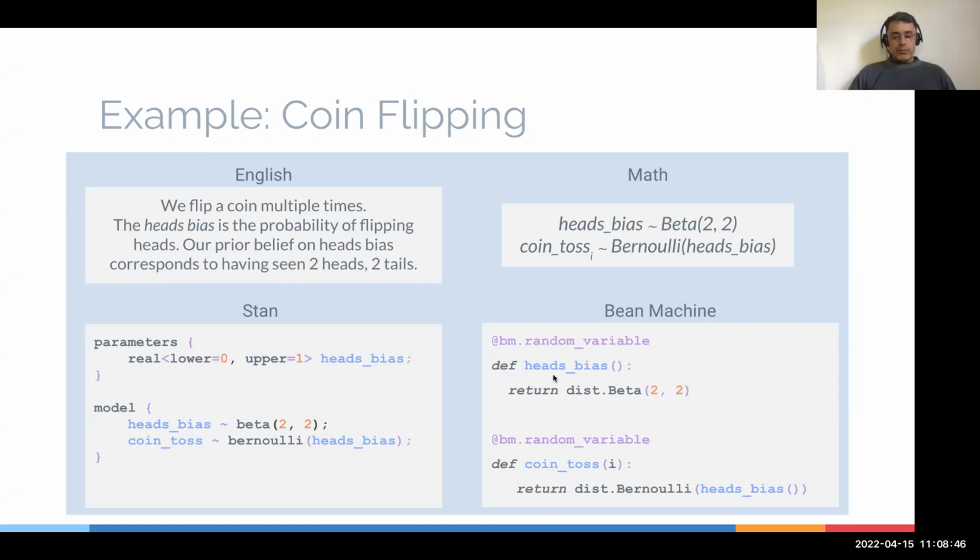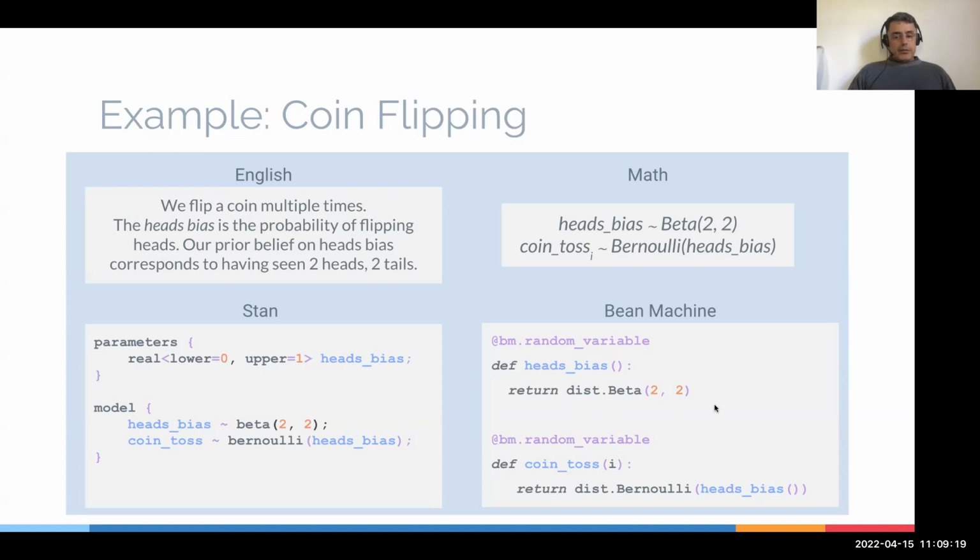Each random variable, or each family of random variables, is going to be a Python function. And this Python function has to return the distribution of the variable. Here, heads bias is a family that has a single random variable, just heads bias, so it has no arguments. The other function, coin toss, has an argument i, which is the index. So for each call here, coin toss 1, coin toss 2, I'm going to have a different random variable. And this is the distribution that it's going to follow.